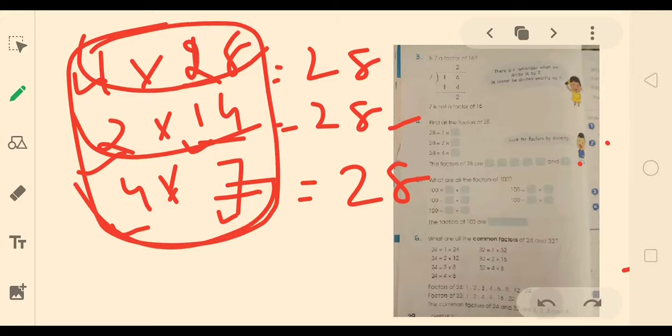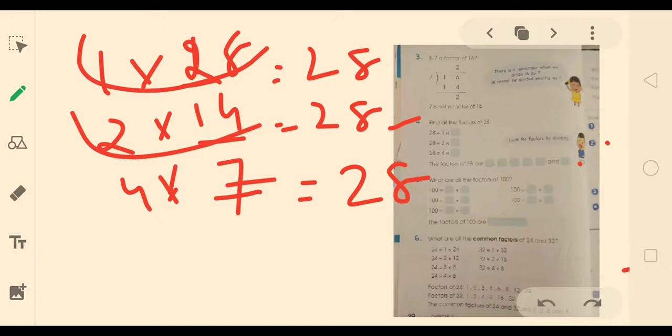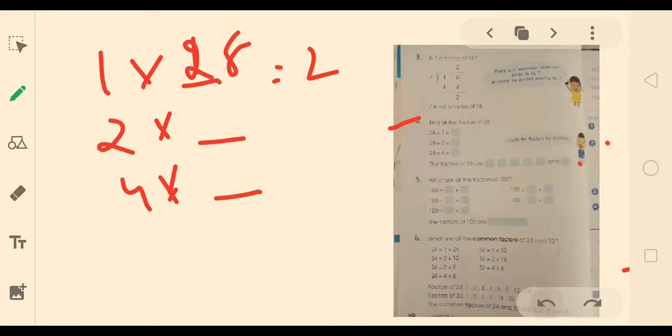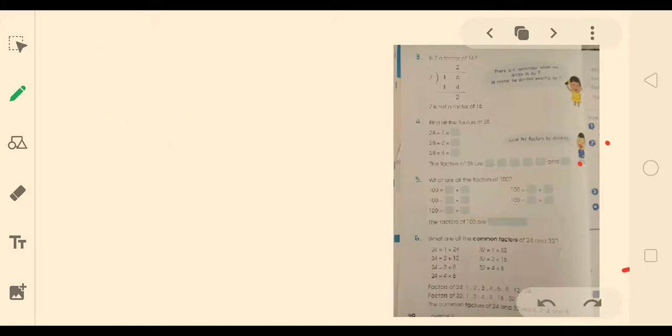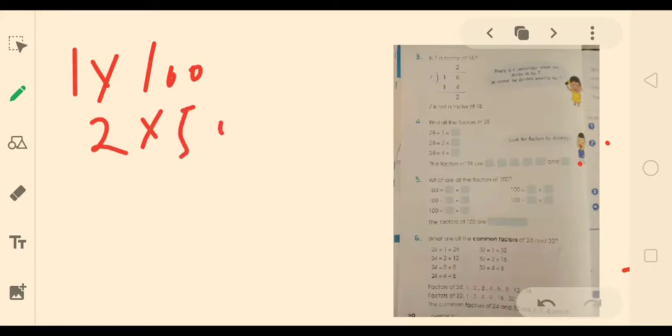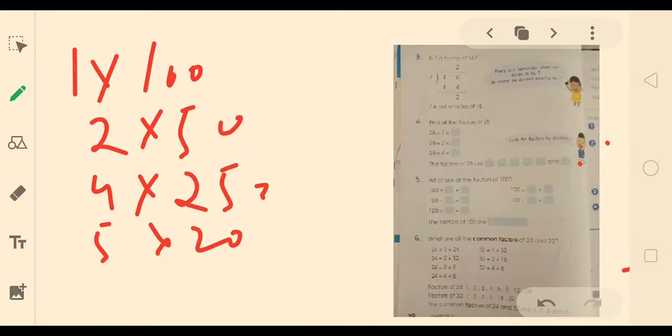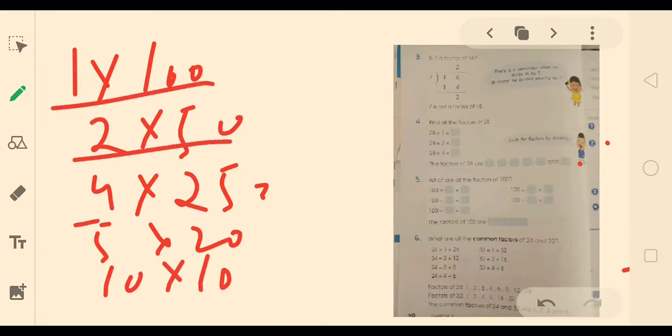Now come to question number 5. What are all the factors of 100? What you have to do? 1 multiplied by 100 is equal to 100. 2 multiplied by 50 is equal to 100. 4 multiplied by 25 is equal to 100. 5 multiplied by 20 is equal to 100. 10 multiplied by 10 is equal to 100. These all numbers are the factors of 100. Is it clear?